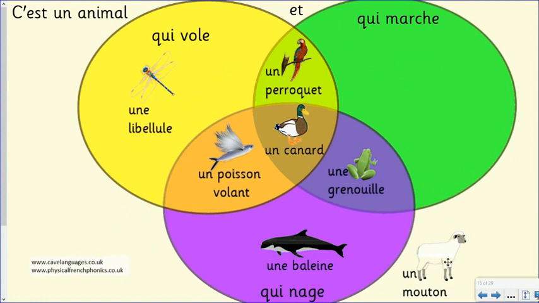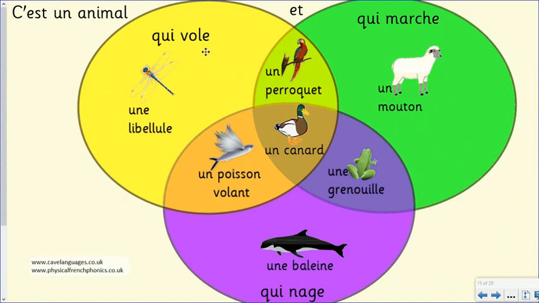So this means a mouton, a sheep. C'est un animal qui marche only. I do actually think that sheep, if they have to, can swim, but that's only when they have to get out of danger. So I've put it there as walk, but technically they can swim as well.